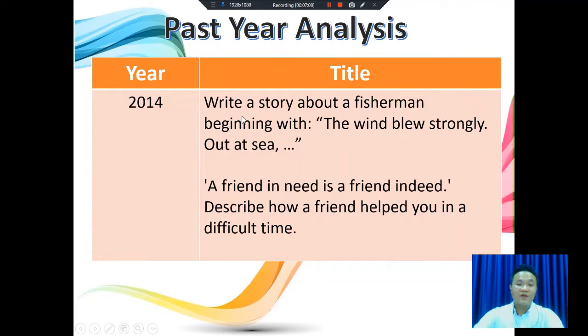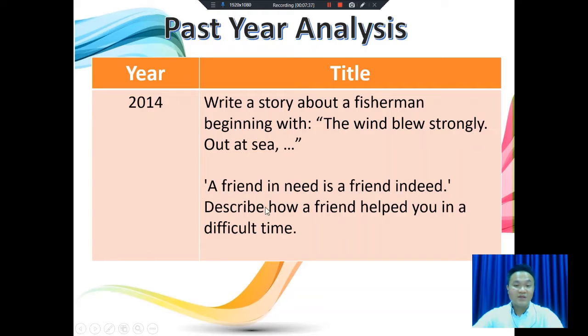2014, write a story about a fisherman. Here, the question begins to be very specific. Then you have to write something about fishermen. Therefore, you must have knowledge about fishermen. So again, write a story about a fisherman beginning with "The wind blew strongly out at sea." Dot dot dot. You have to continue to write the story.